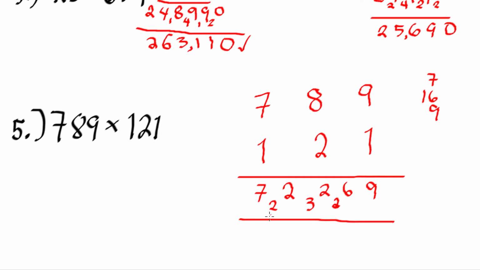And then let's do the necessary carries. 7 plus 2 is 9, but there's no other carries that need to be attended to here. So 2 plus 3 is 5. 2 plus 2 is 4. And then we're just going to write the 6 and the 9. So therefore, 789 times 121 is 95,469.